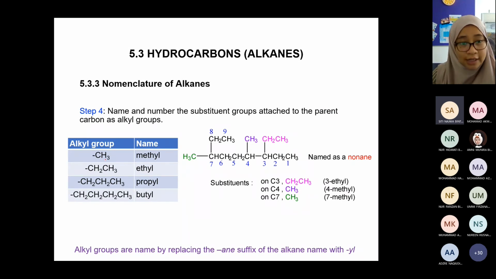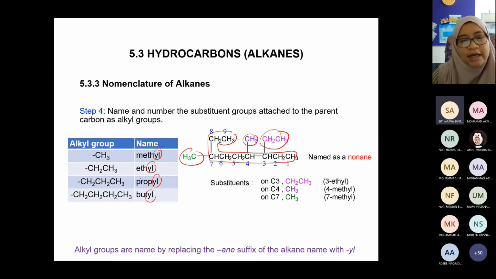Okay, so like I said just now, if we have assigned the parent, that will be the parent, so the rest will become the substituents. When they become substituents, they will end with YL: propyl, butyl, pentyl, hexyl, and carry on lah. So kita akan assign dekat situ. Dia akan ganti dengan ANE, jadi patutnya methane. Since it becomes a substituent, it will end with YL and become methyl, ethyl, propyl, and butyl, depending on the number of carbon present in the group.